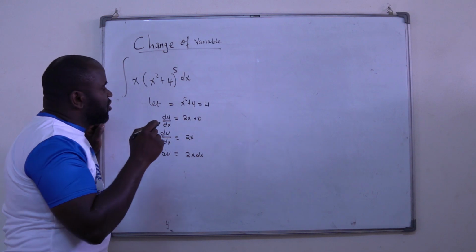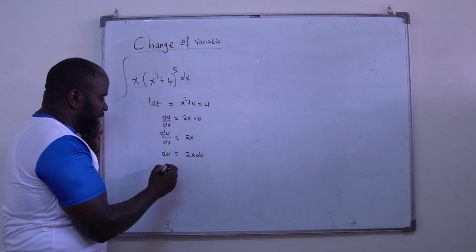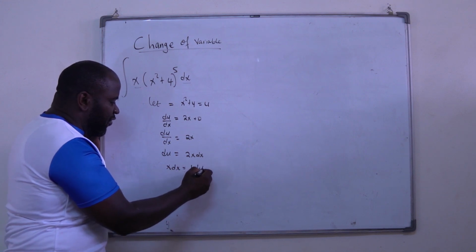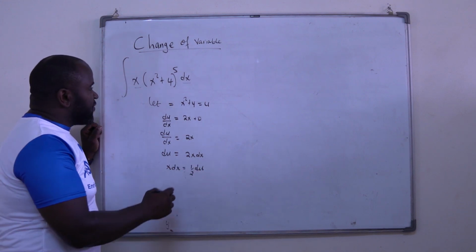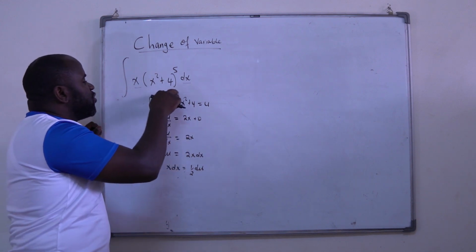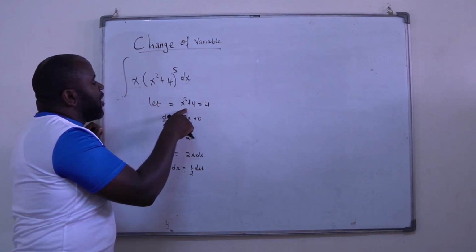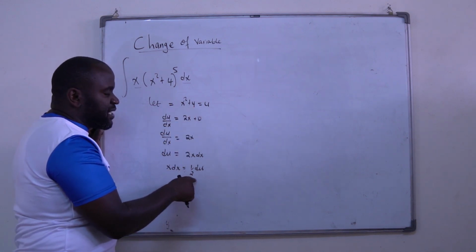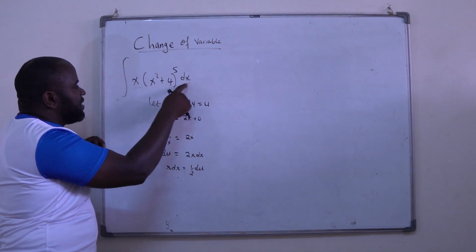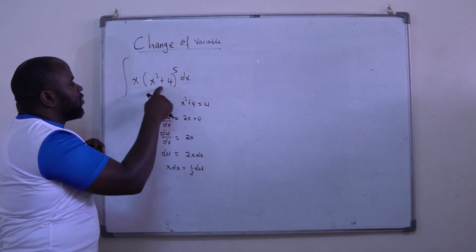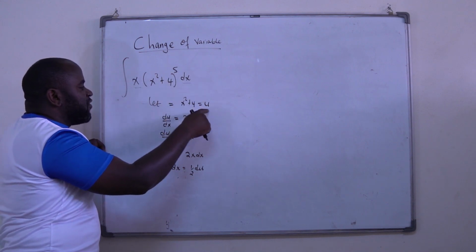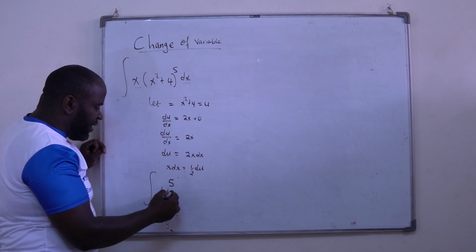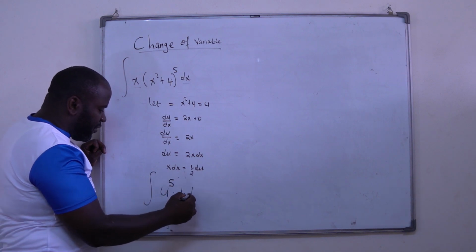And according to our question, we have an x and a dx. Therefore, if I make x dx the subject, I'll have a half of du. It is from here that now you change the variable and substitute. Where you have x squared plus 4, you put u. Where you have x dx, you put a half du. So x dx is a half du. x squared plus 4 power 5, I will now have u power 5. So I change the variable to u power 5 times a half of du.